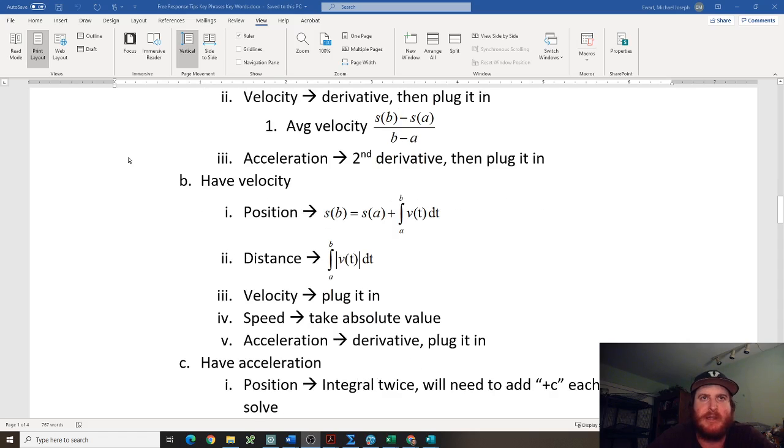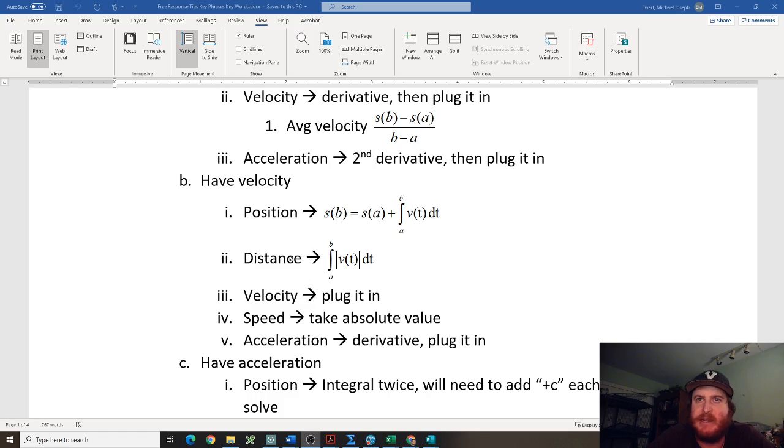Okay. Sometimes instead of giving you position, like a x of t equation, they give you velocity. So if you're starting off with velocity, you have velocity. If they ask you for the position, this is where you do the integral, right? To get from velocity up to position, you do the integral. So you do s of b equals s of a plus the integral from a to b of v of t dt. If they don't give you endpoints, you would do plus c.